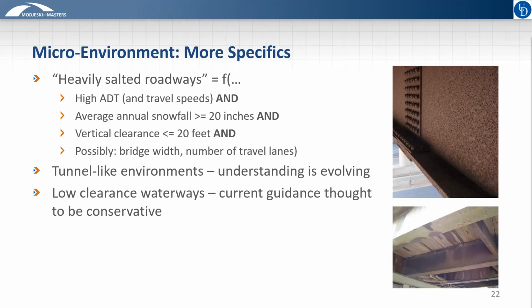This situation has previously been termed a tunnel-like environment, but I'd like to emphasize that the tunnel situation geometry alone is irrelevant if there are not excessive de-icing agents used. So a tunnel situation in Florida is not a microenvironment of concern, for example. Low clearance over waterways is one aspect where FHWA currently provides quantitative guidance of 8 to 10 feet, as previously mentioned, and reviewing literature on this topic leads to the conclusion that that distance is at least acceptable and possibly conservative.